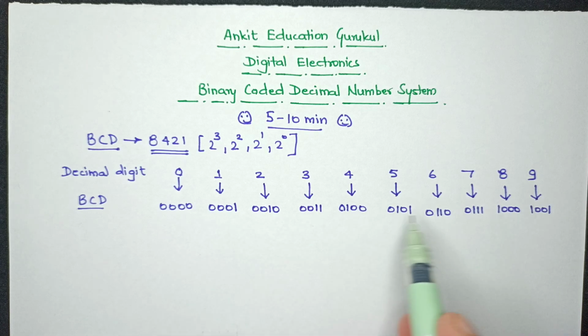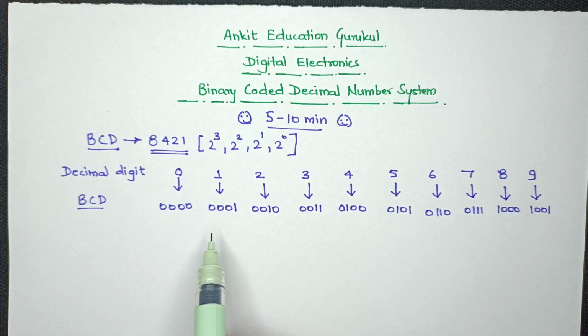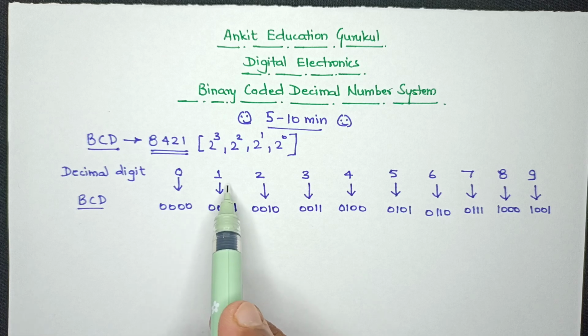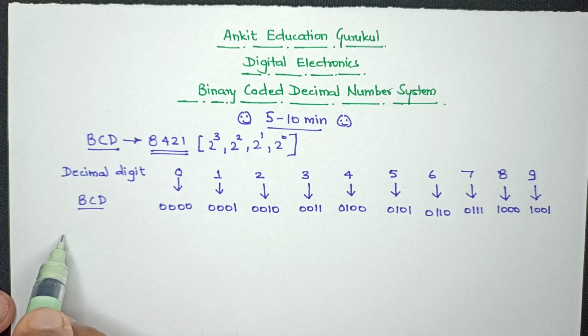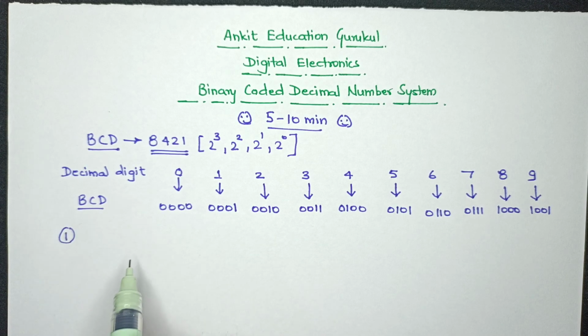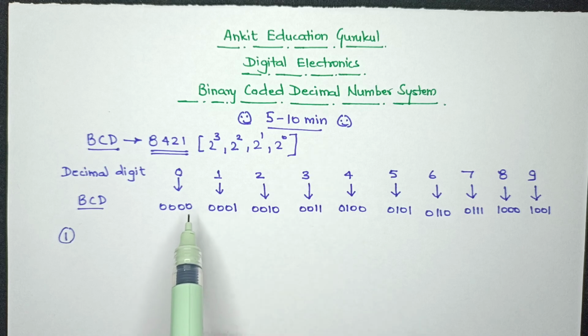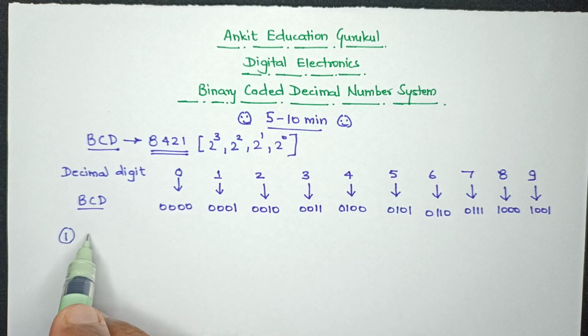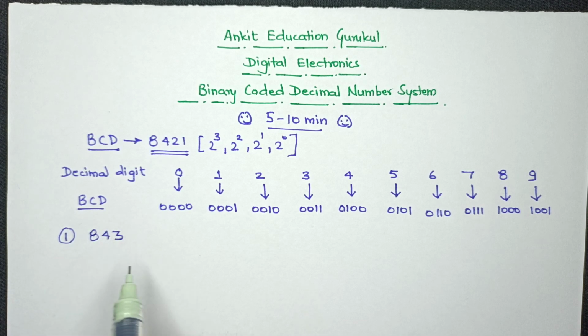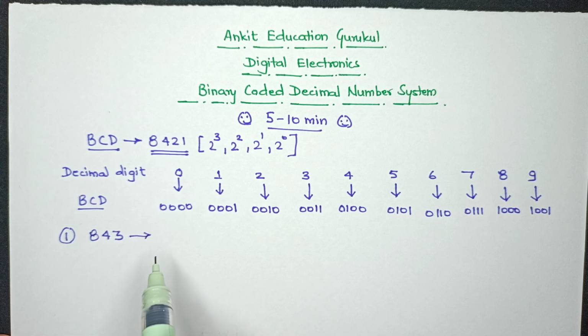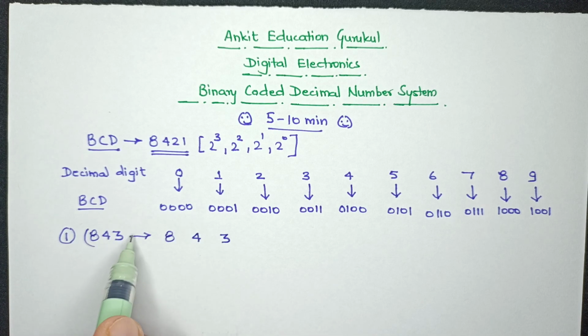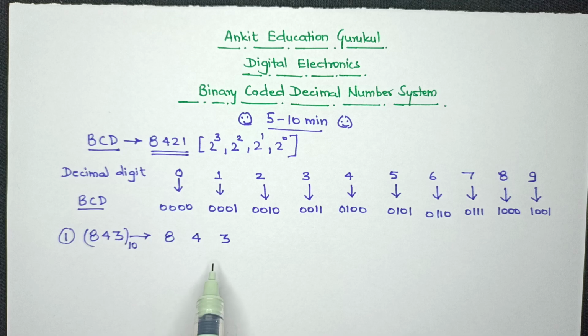Now if you're wondering how this kind of system comes into existence, all they are doing is calculating a 4-digit binary number and then converting it into its decimal equivalent. To convert a decimal number into BCD, all we have to do is replace each digit by its code. Let us say the number is 843, and we have to convert this decimal number into its binary coded decimal. I'll write a 10 here, which indicates that this is a decimal number system.